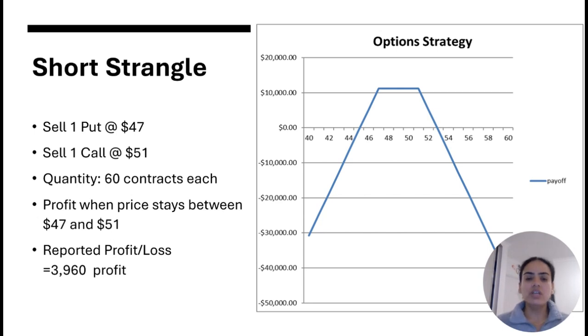In our scenario, the stock price stays well within this range, allowing us to earn a net profit of $3,960. However, it is important to note that while the range is wider, the risk is still unlimited beyond the strike prices. If the price had moved significantly beyond 47 or 51, losses could have escalated rapidly. The payoff diagram shows a flat zone between the two strike prices, but if the price moves beyond either strike, the losses grow sharply on both sides, with no built-in protection.